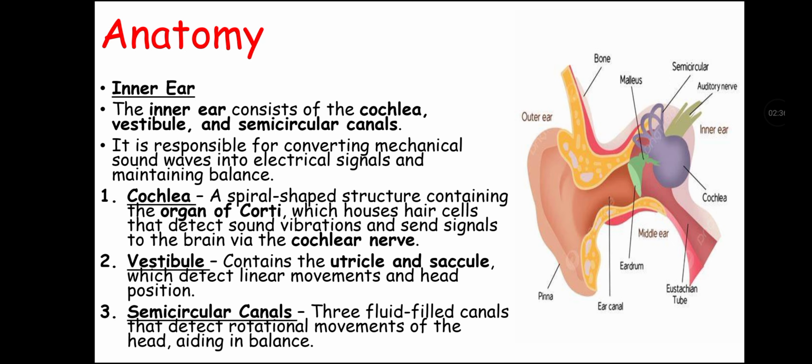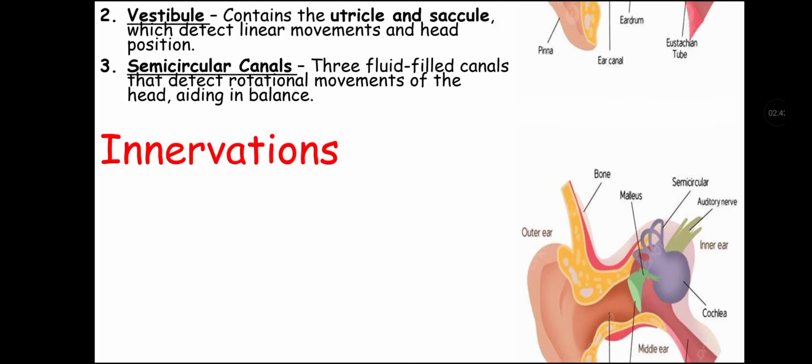Then it has the vestibule that contains the utricle and saccule, which detect linear movements and head position. The next part of the inner ear is the semicircular canals. There are three fluid-filled canals that detect rotational movements of the head, aiding in balance.